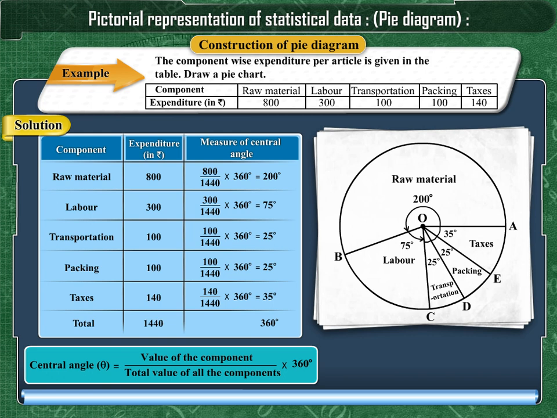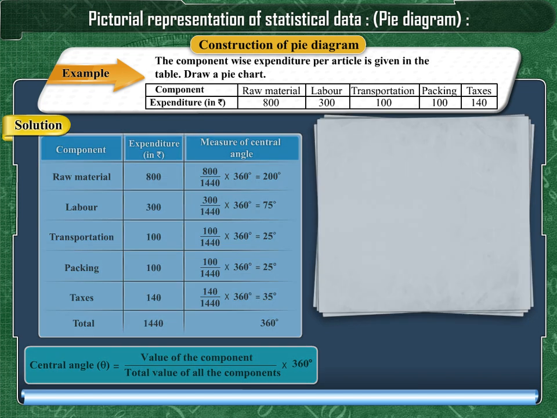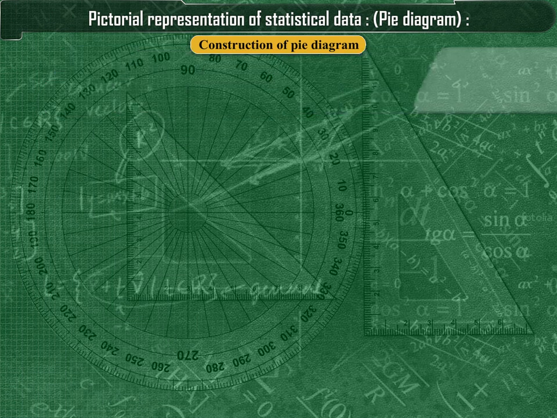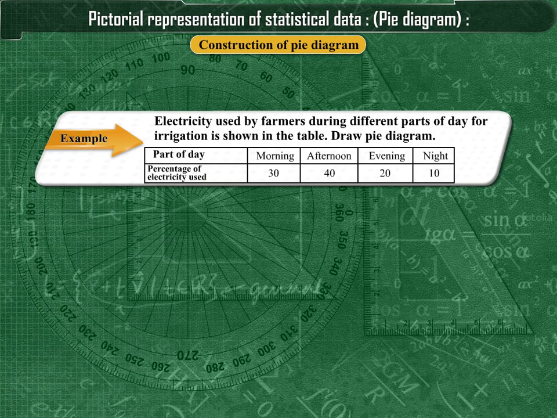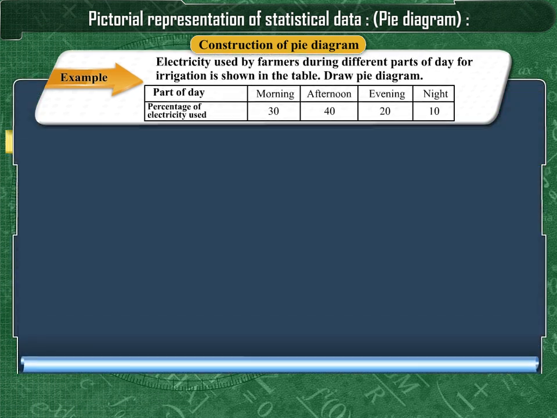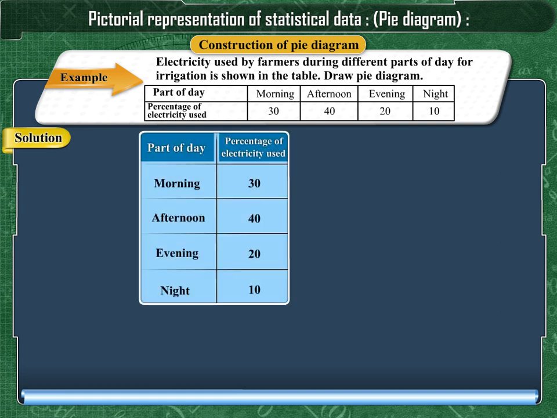We next draw angle COD of measure 72 degrees. This sector represents the percentage of electricity used in the evening. Now, let us measure angle DOA. Angle DOA is of measure 36 degrees, which is the measure of central angle corresponding to night. Thus, this sector represents the percentage of electricity used at night. Thus, we get a pie diagram for the given data as shown.